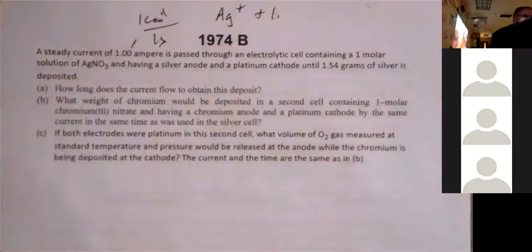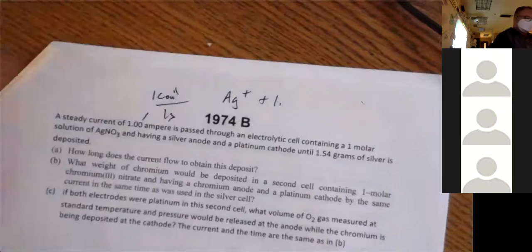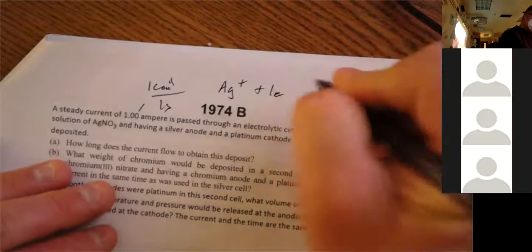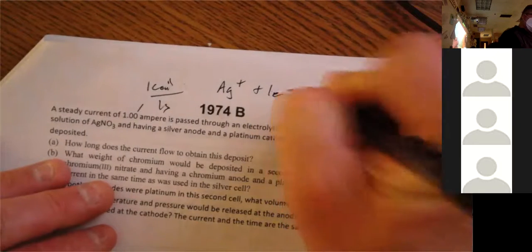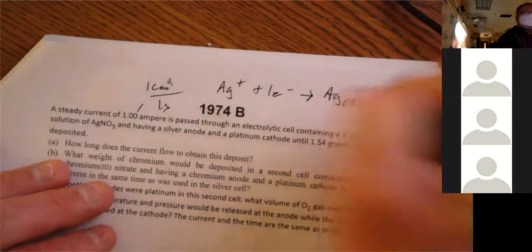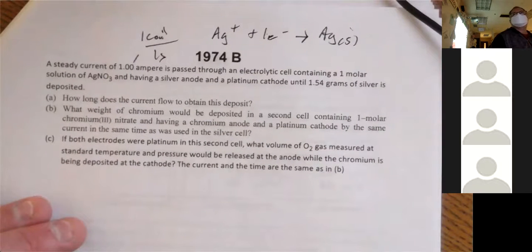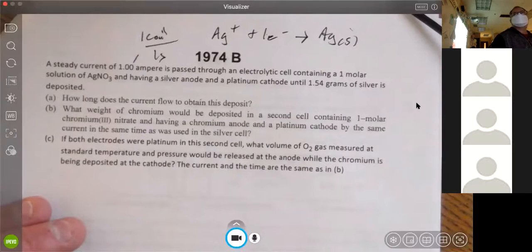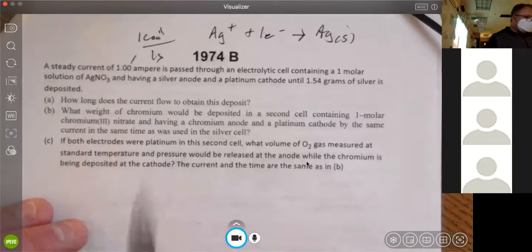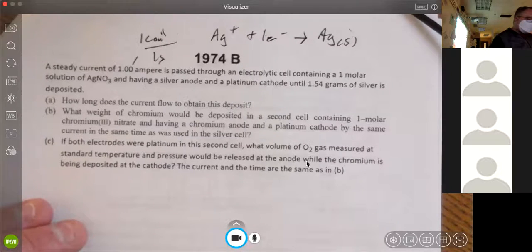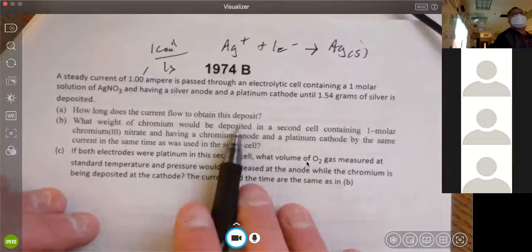We have Ag+ plus 1 electron yielding Ag solid. So how long does it take, how long does the current have to flow to obtain this deposit?